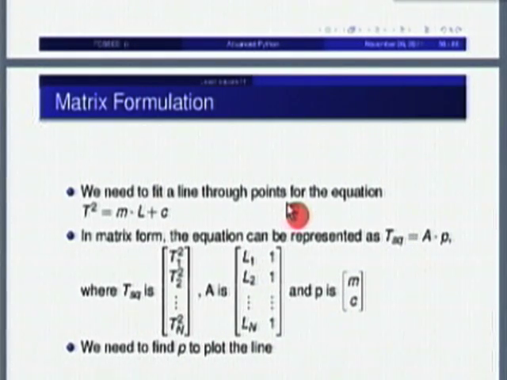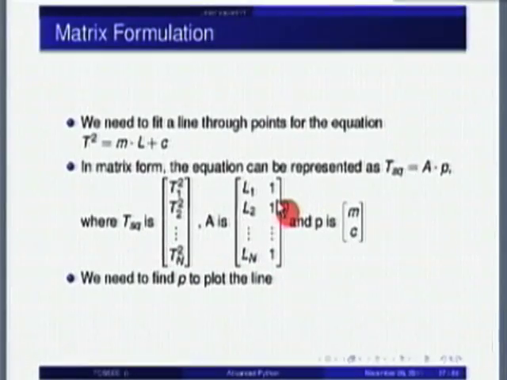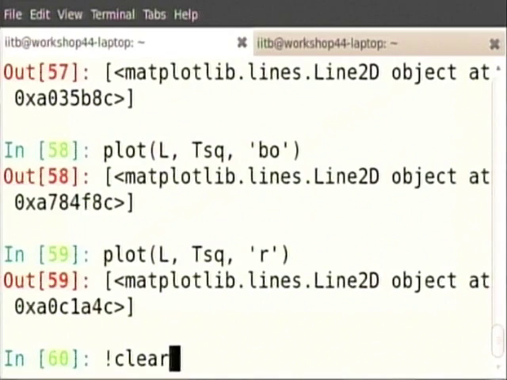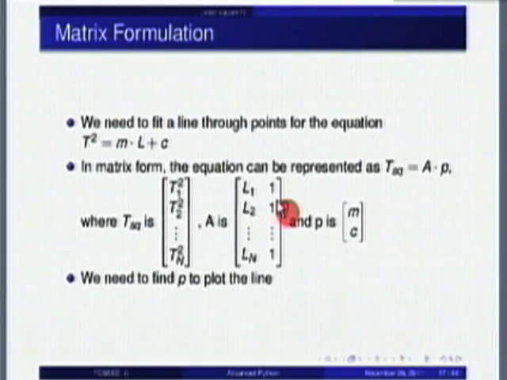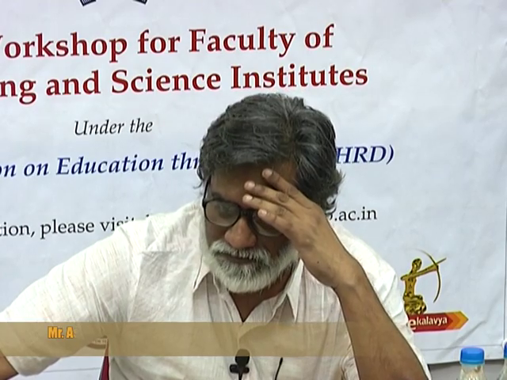This slide explains that in detail. We are trying to fit a least square fit between T square and L. So T square equals m into L plus c, but now note that T square and L, in this case, are matrices. So we are trying to do a matrix equation as the slide explains. We need to find the best values of m and c for this. In other words, think of this as a matrix equation and we have two unknowns, m and c, to solve.